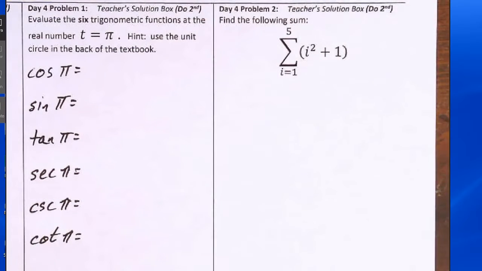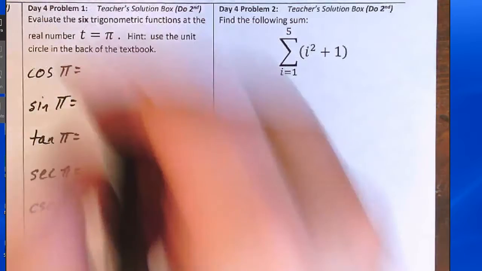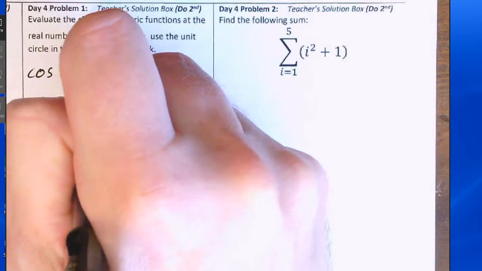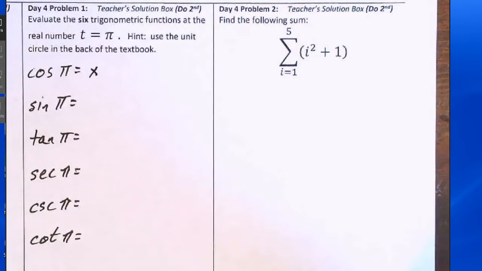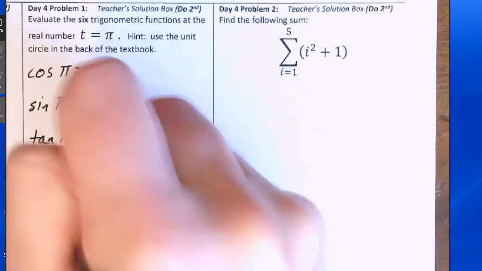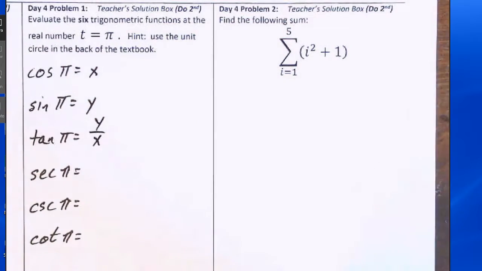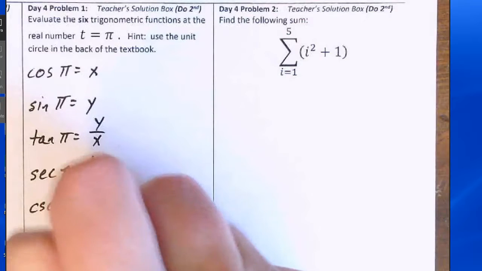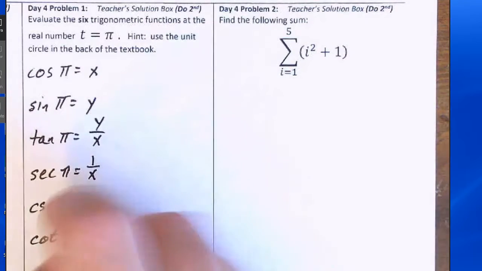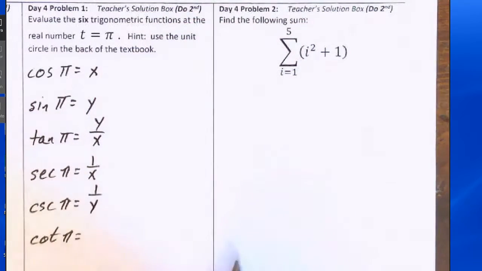If we use a unit circle to find these values, we can use ordered pairs from the unit circle. Cosine ends up being the x-coordinate of a point on the unit circle. Sine is the y-coordinate. Tangent is y divided by x. Secant is 1 over x. Cosecant is 1 over y. And cotangent is x over y. So here are our 6 trig formulas that will find us these functions.